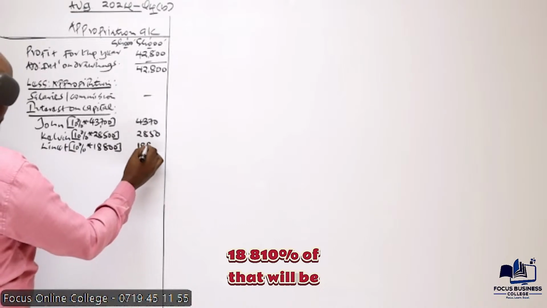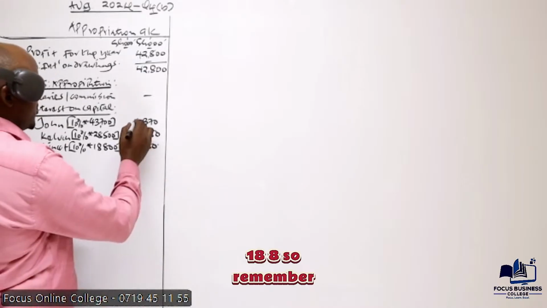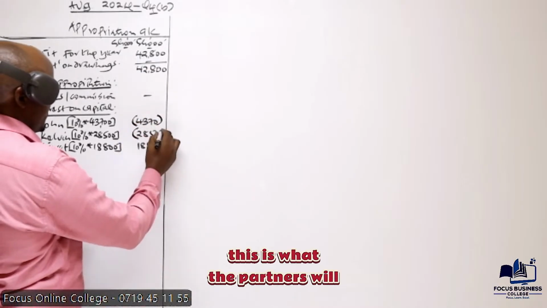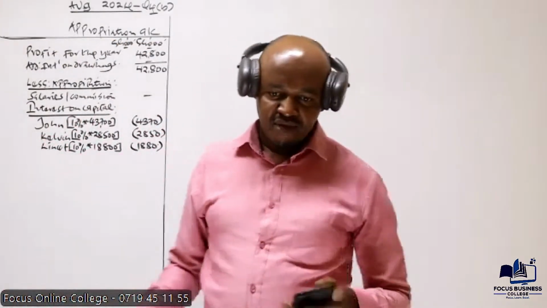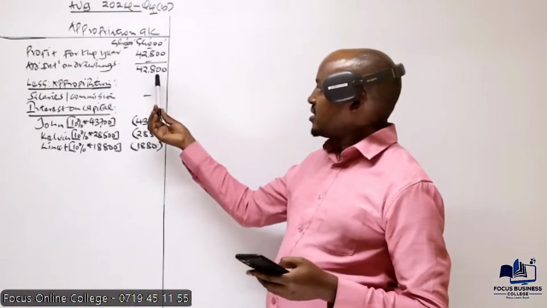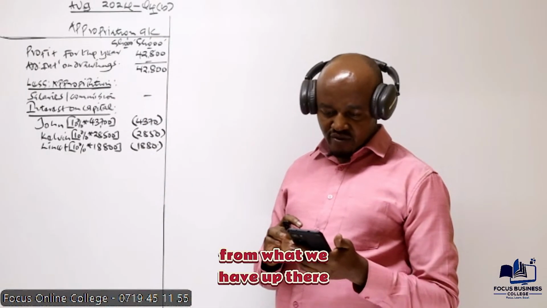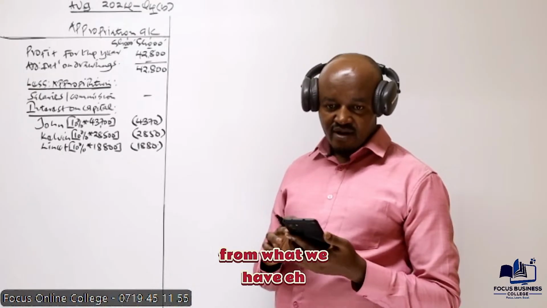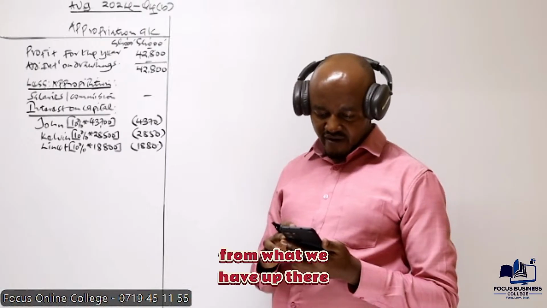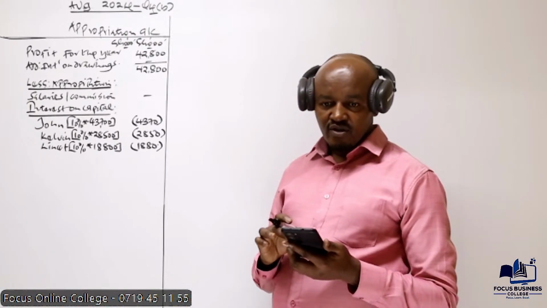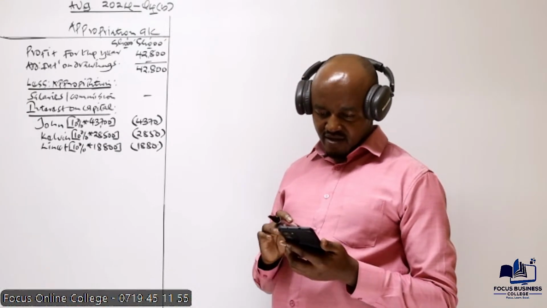18,800. 10% of that will be 18 what? 18,80. Remember, this is what the partners will be entitled to, will be paid, and this one has to be paid from this. This one has to be paid from what we have up there.